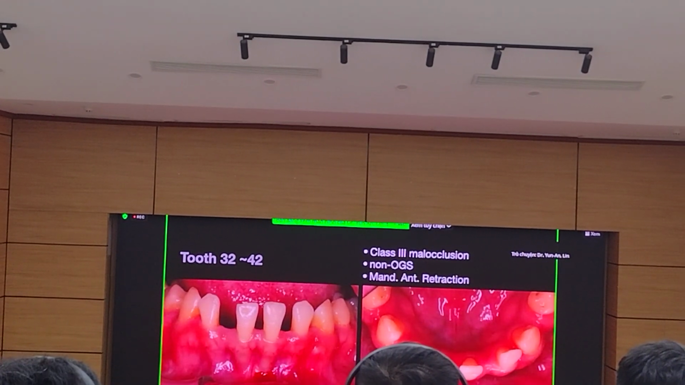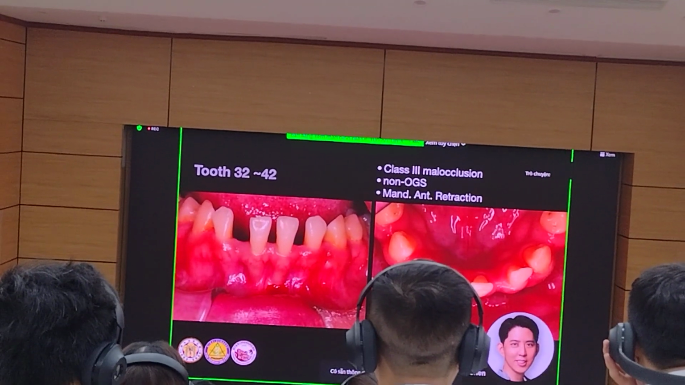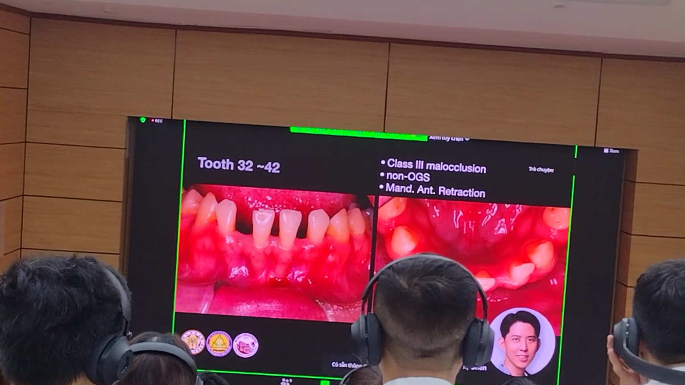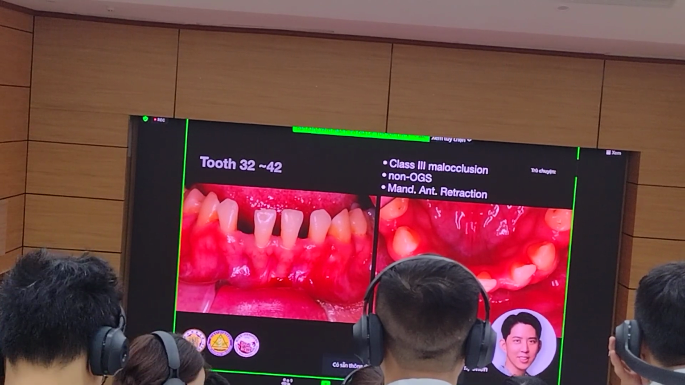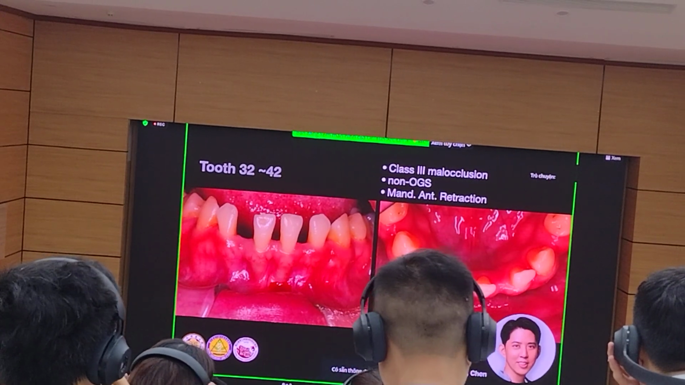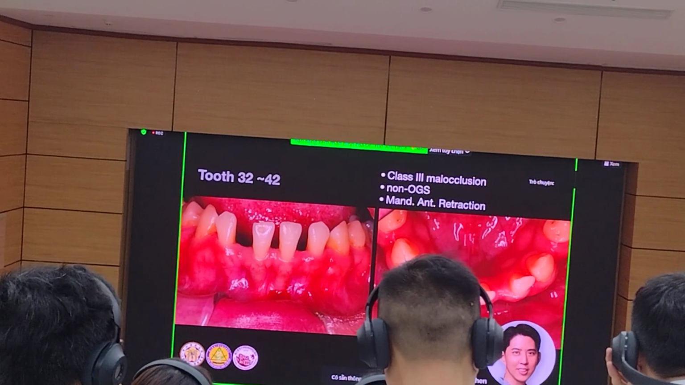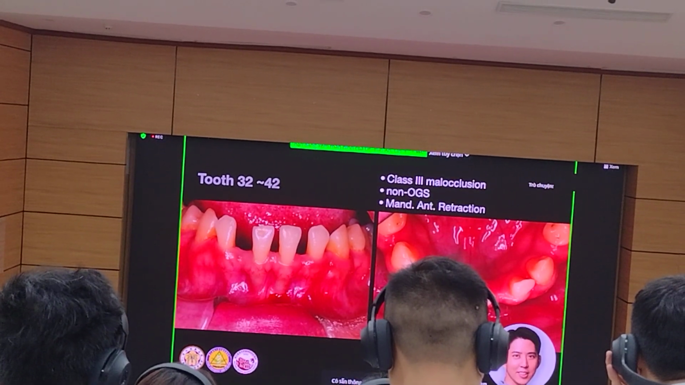Đây là một ca lâm sàng khác cũng từ một đồng nghiệp của tôi, Dr. Yuan Chen từ bên trên. Người bệnh nhân này có khớp cắn loại 3, với có những cái răng 3, mọi người nhìn thấy cái chân răng nó bị lộ ra ngoài lợi, từ răng 32 đến 42. Thì bệnh nhân được lên kế hoạch.